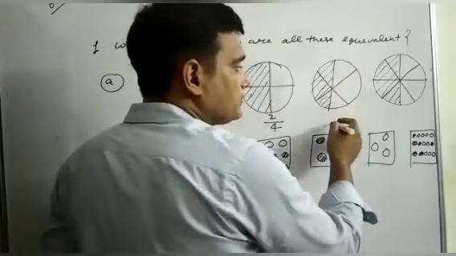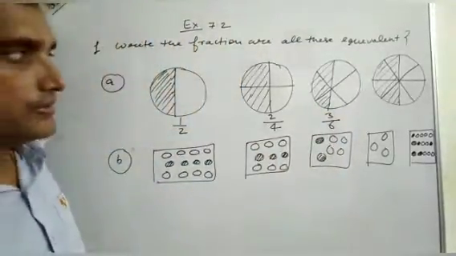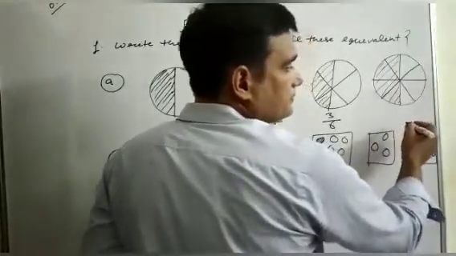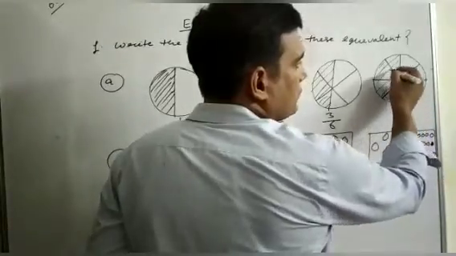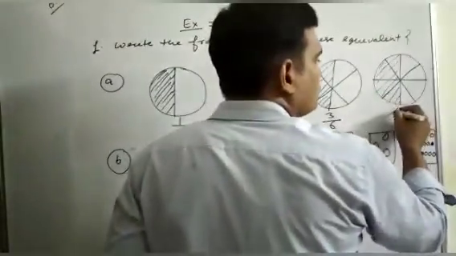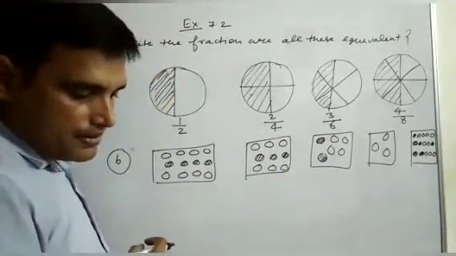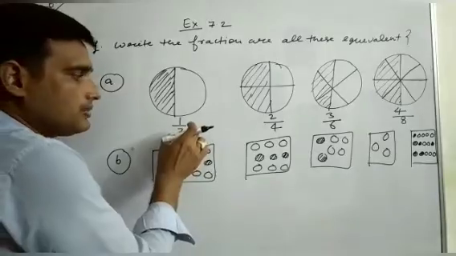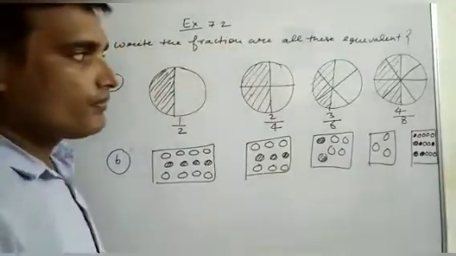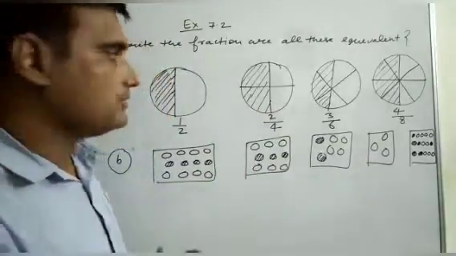All parts in the circle are 6. Therefore, the denominator is 6. Shaded part 3. Therefore, the fraction is 3 upon 6. Here you see all parts of the circle. How many? 1, 2, 3, 4, up to 8, and shaded part 4. Therefore, the fraction is 4 upon 8. Here you see that all the fractions 1 upon 2, 2 upon 4, 3 upon 6, and 4 upon 8 have the same value. Therefore, these are equal.